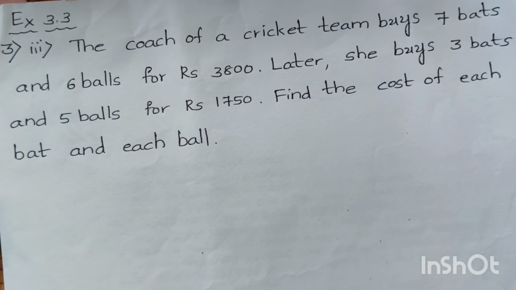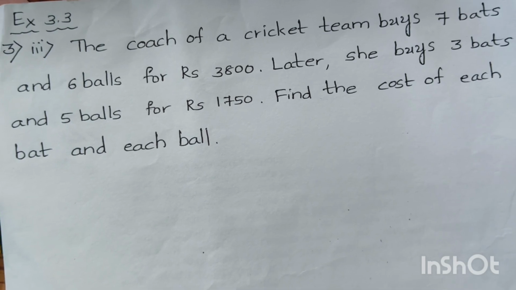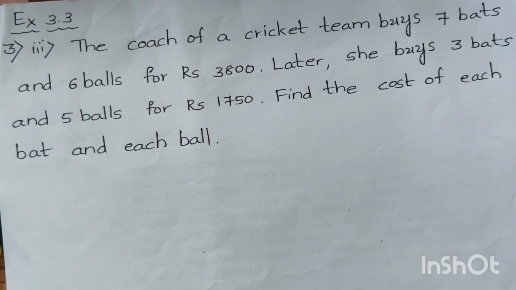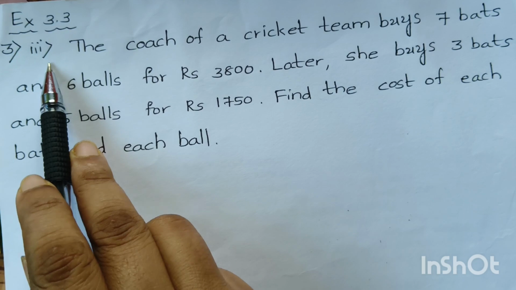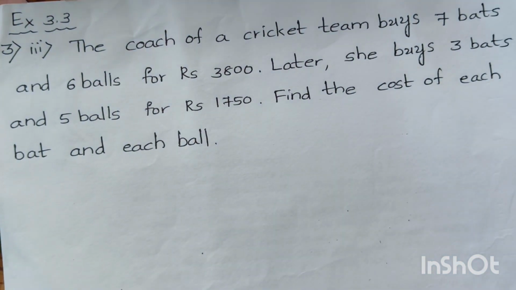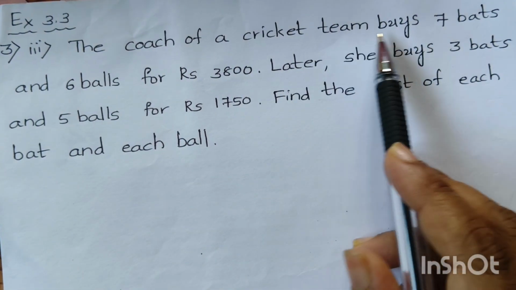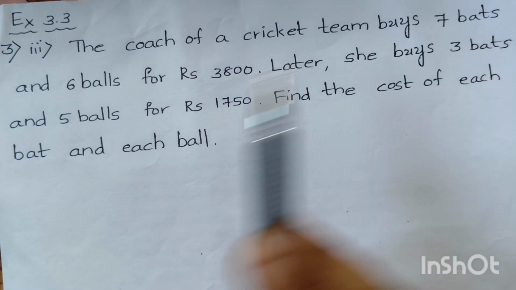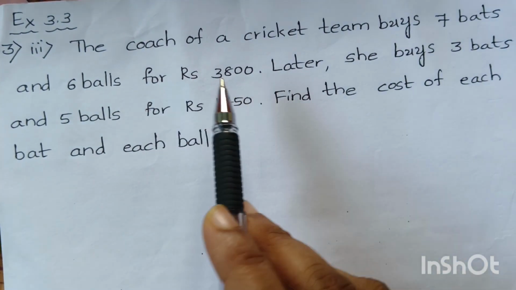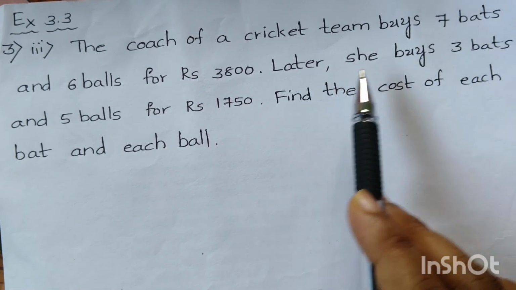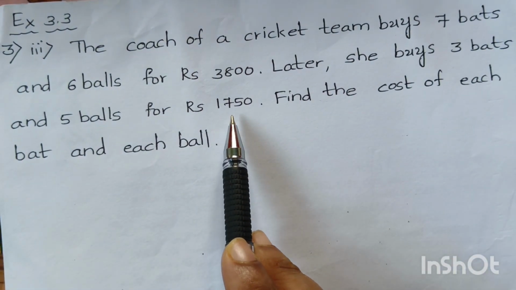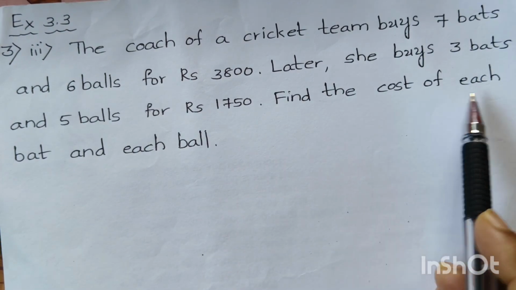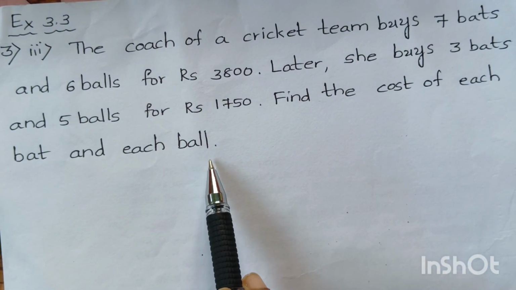Today we are solving a problem of the class 10th NCERT syllabus from the lesson Pair of Linear Equations in Two Variables, Exercise 3.3, third main question. In that we are solving the third question. The coach of a cricket team buys 7 bats and 6 balls for rupees 3800. Later, she buys 3 bats and 5 balls for rupees 1750. Find the cost of each bat and each ball.